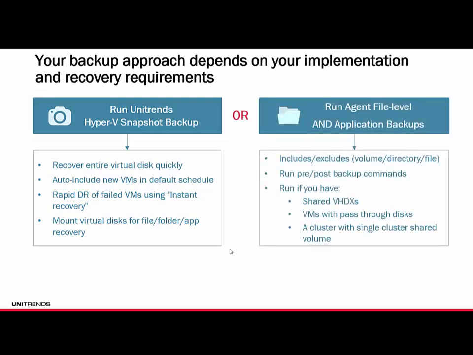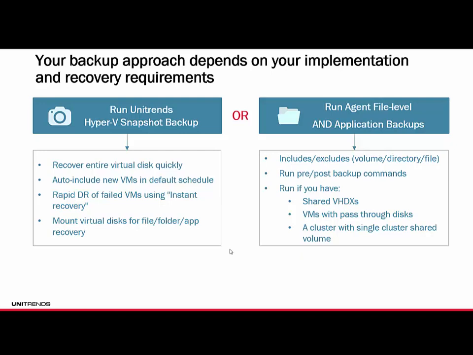Now the other approach is the agent-based, and this is OR. You can't run both of these, but you can run an agent file level and the application backups if you need to include or exclude any volume directories, files, or folders. There are no exclusions on Hyper-V snapshots. If you need to run a pre or post command in the backup to start or stop databases or services before and after the backup, you can do that through our agent.